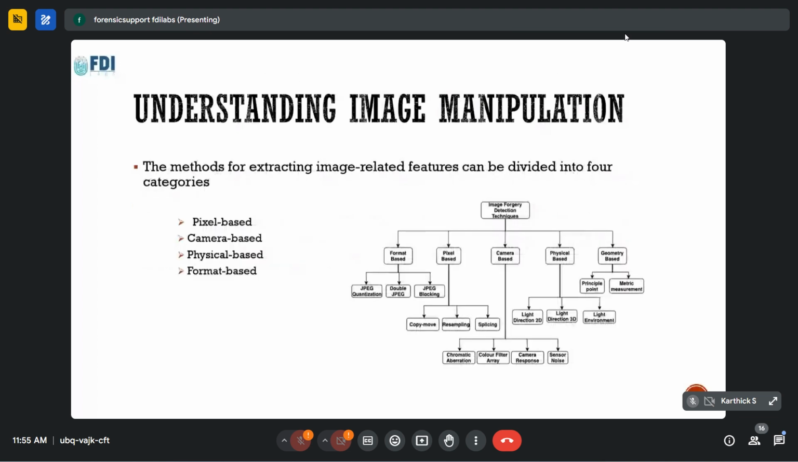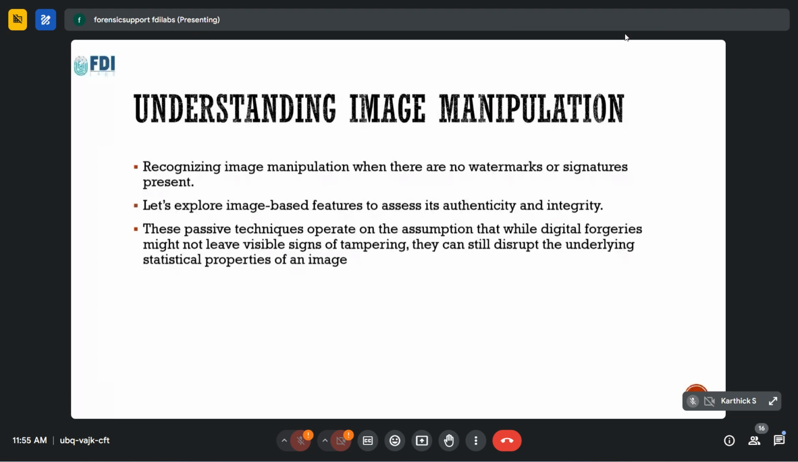So next we are going into passive methods. Before that, we'll go into a small detail about image manipulation. Understanding image forgery in the absence of a watermark or the digital signatures that we saw is very important now. Let us explore some image-based content to assess its authentication and integrity in the upcoming slides.